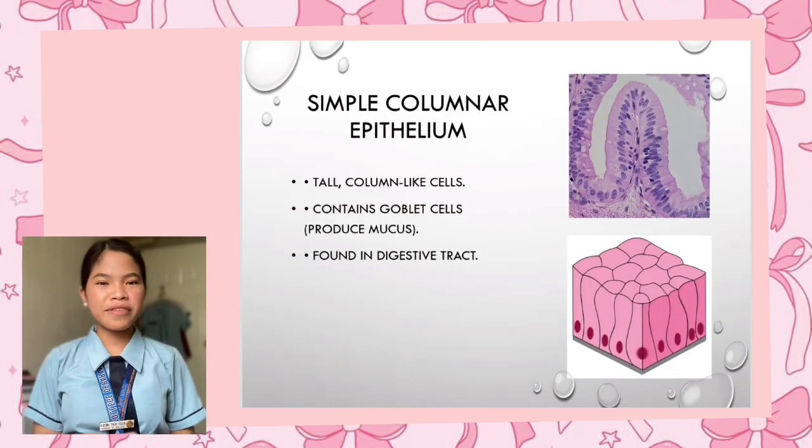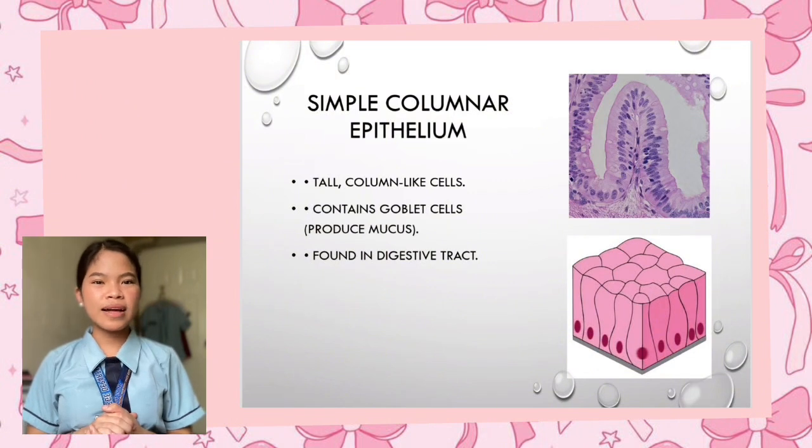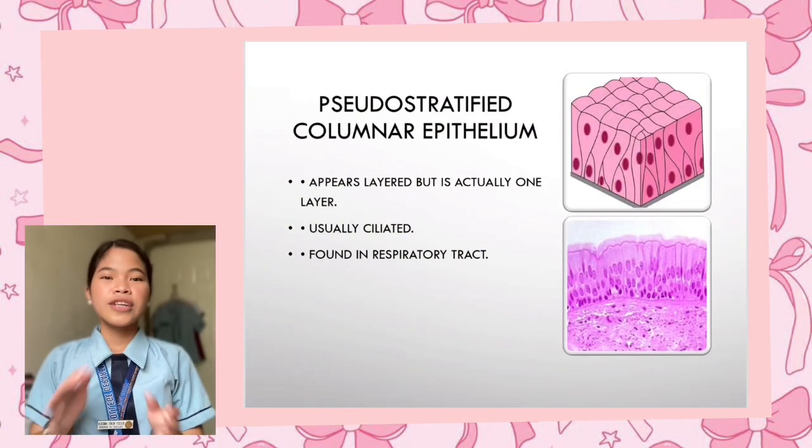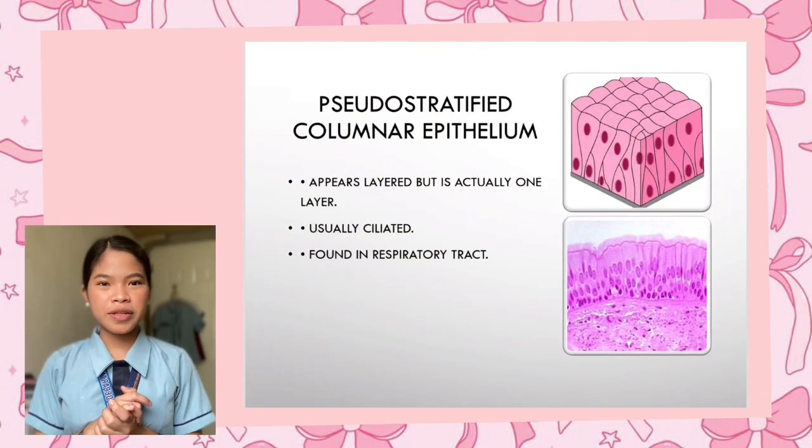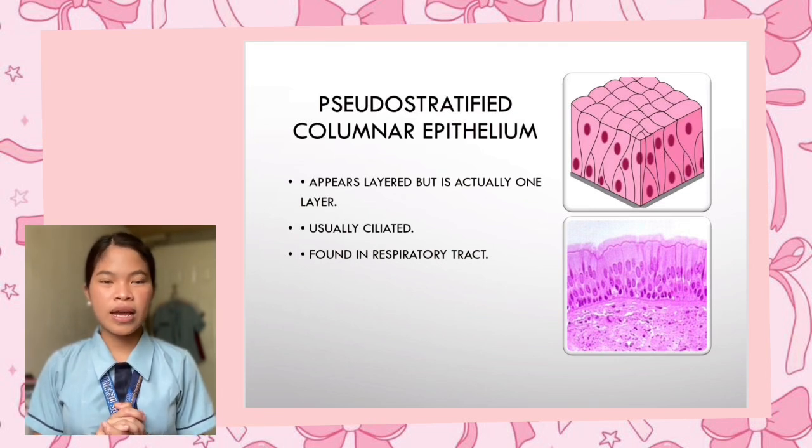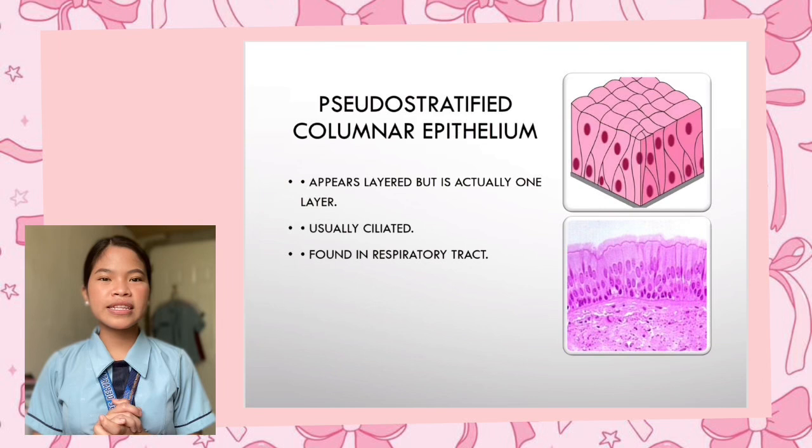Simple columnar epithelium, tall, column-shaped cells found in the digestive tract. They help in absorption and secretion and contain goblet cells, which produce mucus to protect and lubricate surfaces. Pseudostratified columnar epithelium looks like multiple layers but is actually just one, usually ciliated and found in the lining of the respiratory tract. It helps move mucus and trap particles out of the airways.